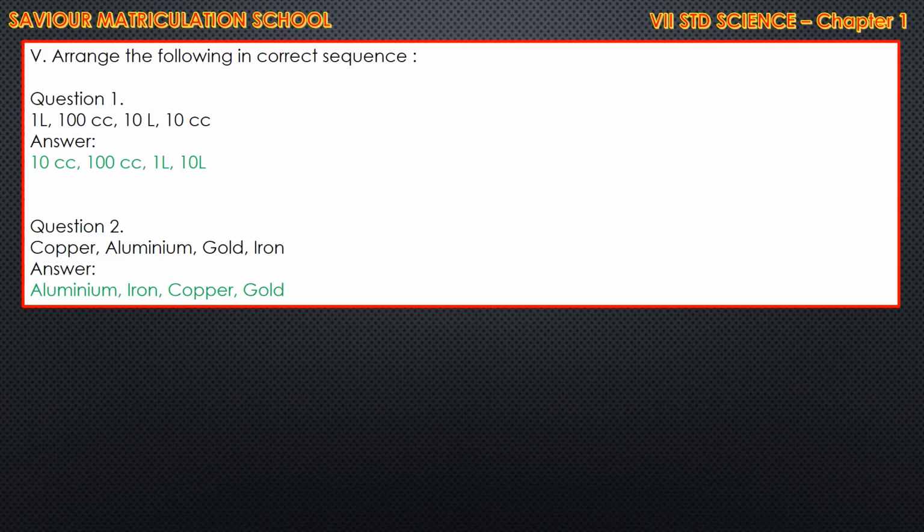Then question 2, copper, aluminium, gold, iron. So you have to arrange it in the correct sequence, student. That is aluminium, iron, copper and gold.